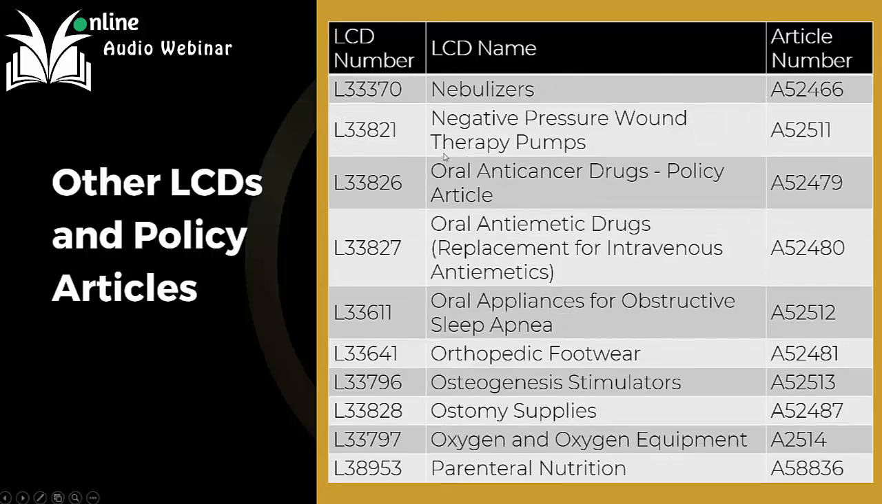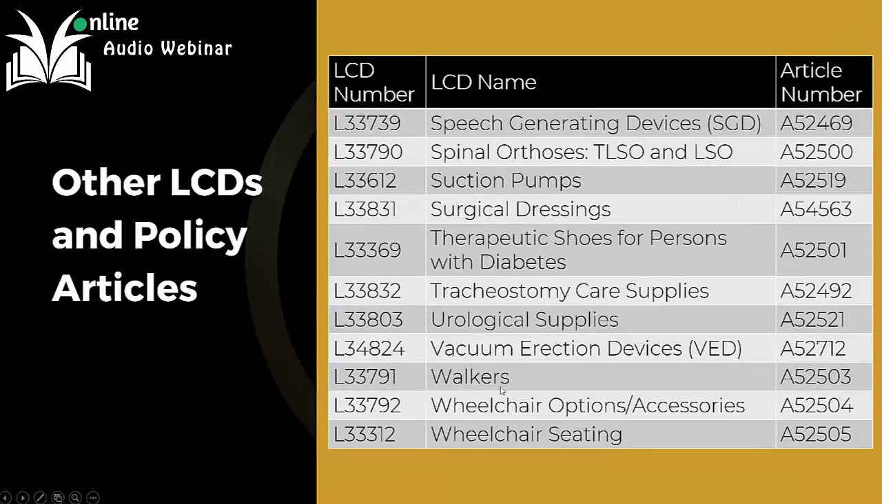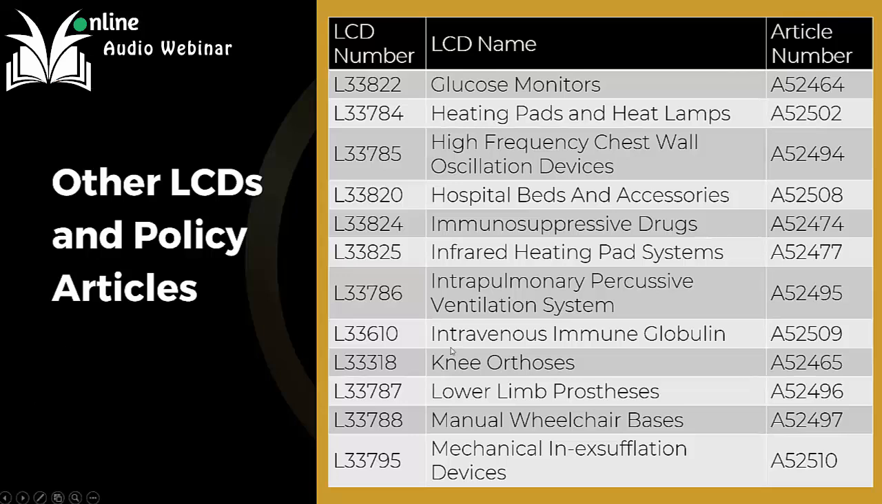What gets a little interesting is we think of nebulizers. Well, wait a minute, we have more. And as we could see here, the pressure reducing support services, if you notice, the TENS units aren't here, even though it's a supply. 3 slides, in fact, where we're starting to look at the knee orthosis.